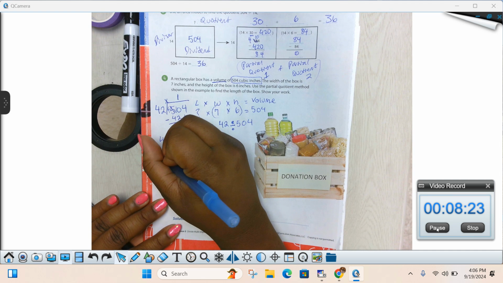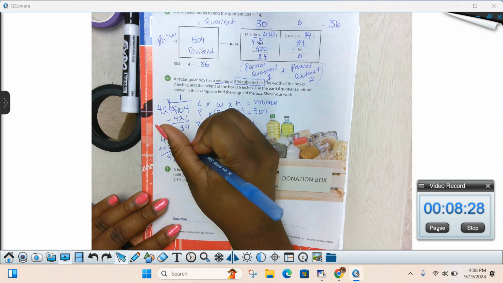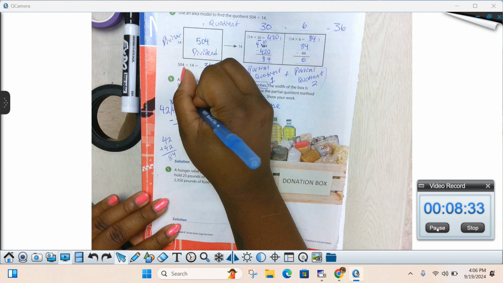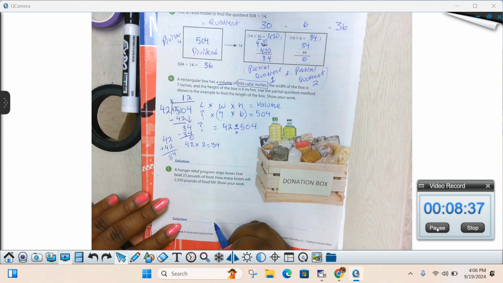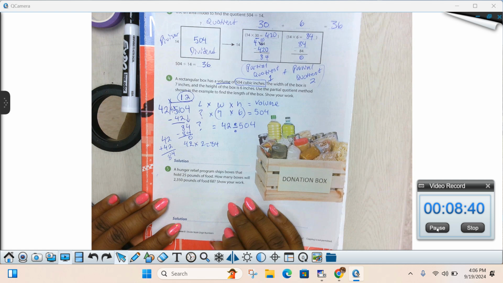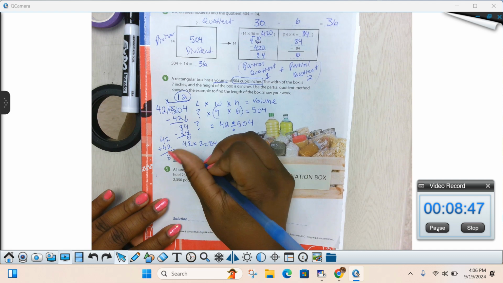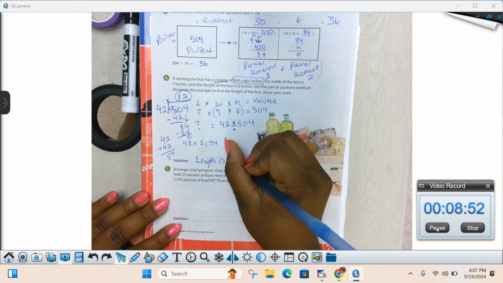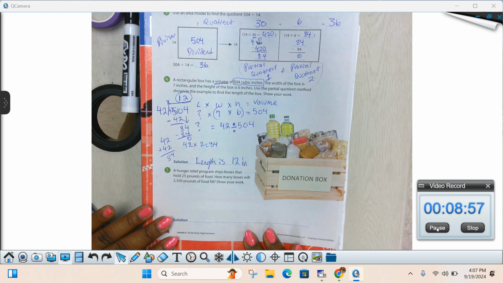I'm looking for 84. It's very simple. 42 plus 42, I get 4 and I get 8. So that means that 42 times 2 gives me 84. So I put this here, 12. 84 minus 84, we know that's going to be a 0. My quotient is 12. So use the partial quotient method shown in the example to find the length of the box. Well, the length is 12 inches. Done.